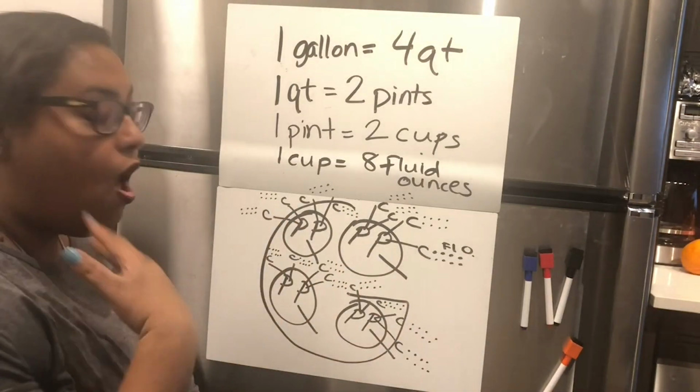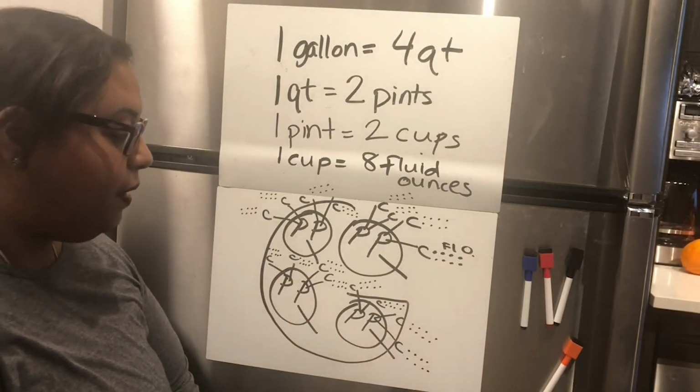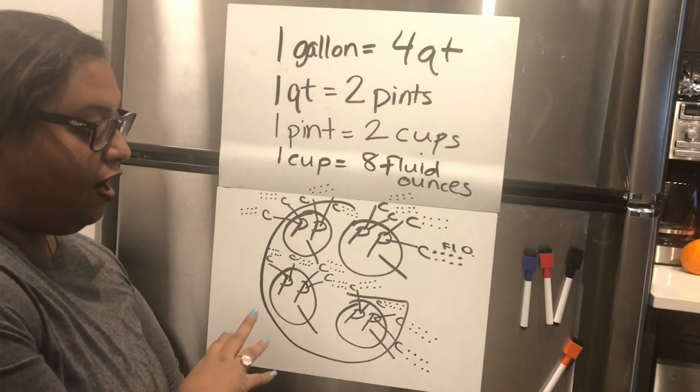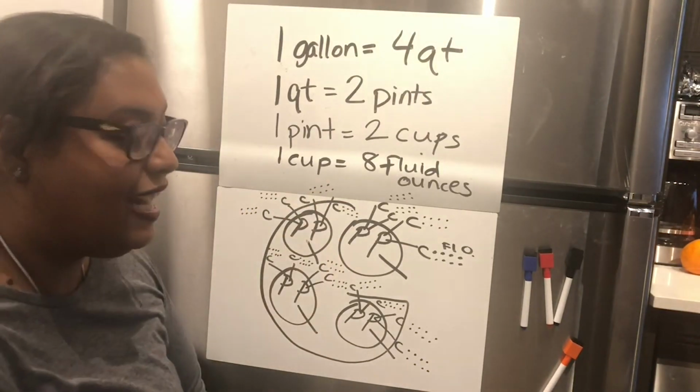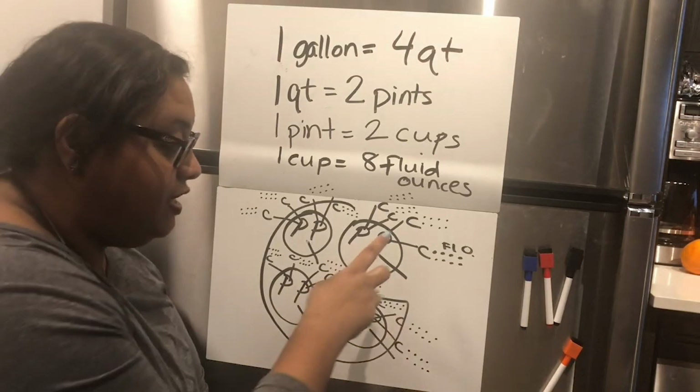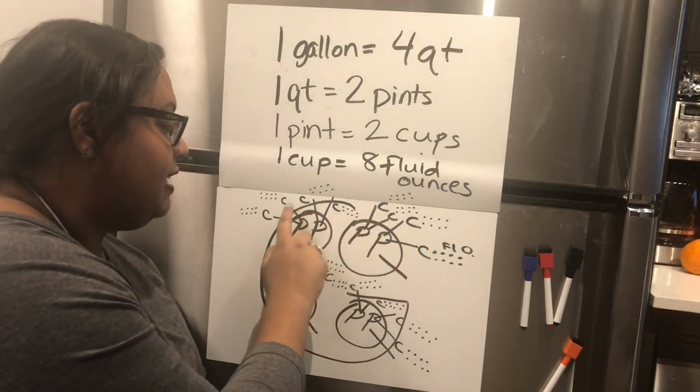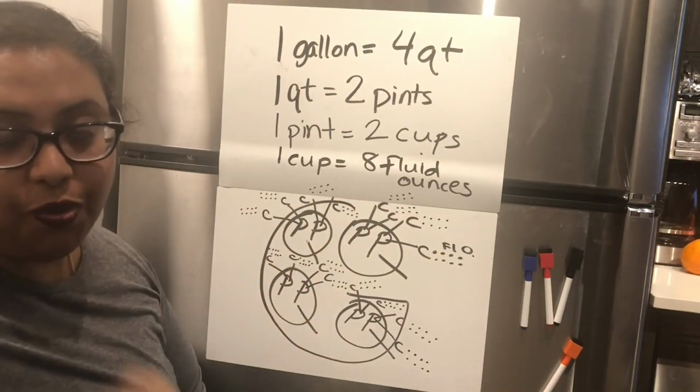Okay, there are 2 quarts. How many cups are in 2 quarts? Then you just have to do 1, 2, 3, 4, 5, 6, 7, 8. There are 8 cups in 2 quarts.